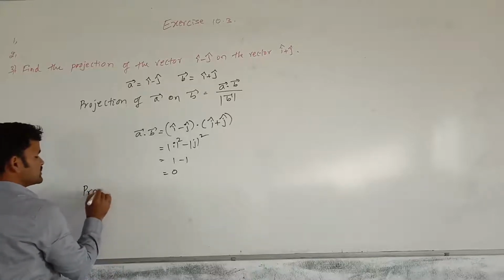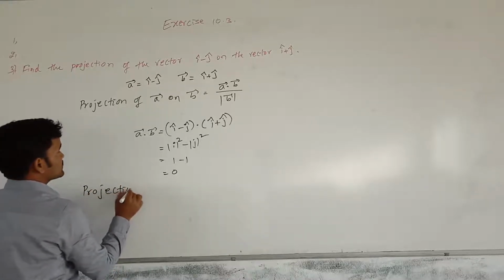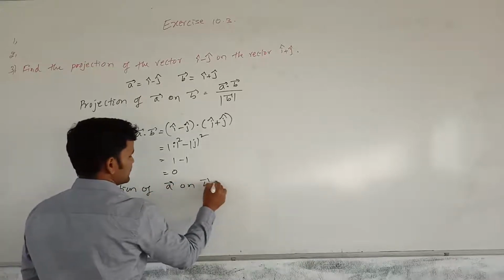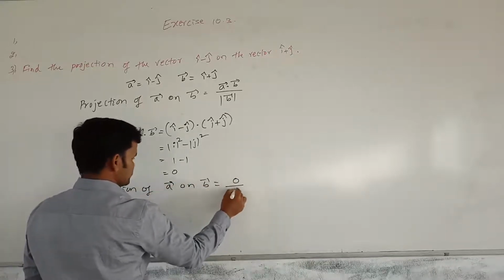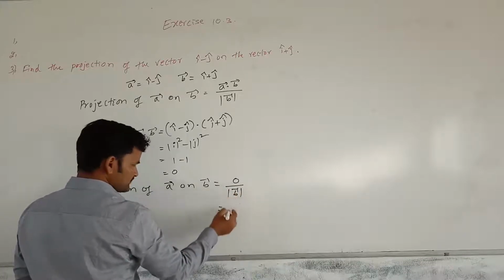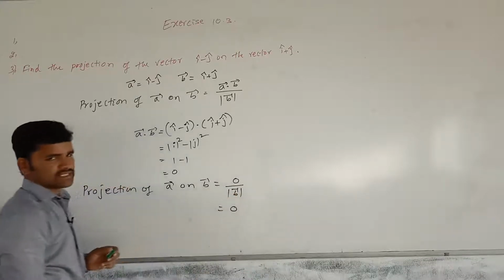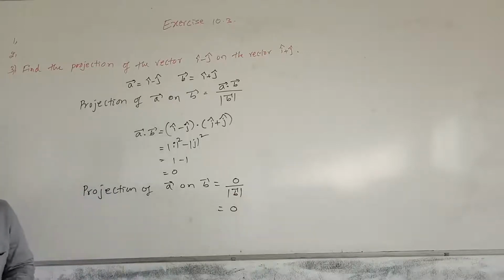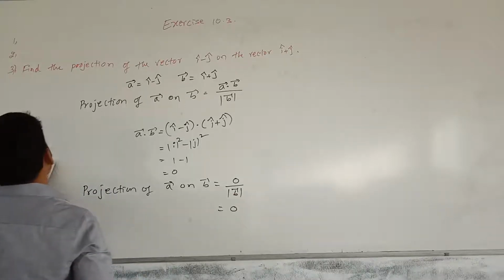Now, projection of vector A on vector B is 0 by magnitude of vector B. 0 by anything is 0. There is no projection at all. This is about question number 3.